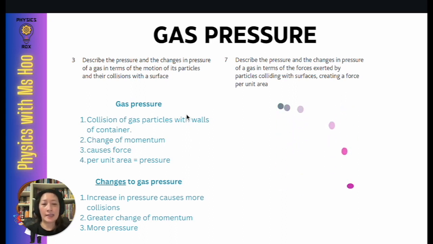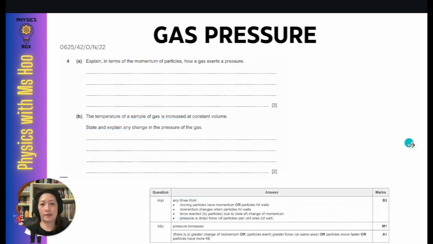And when answering the questions, be clear about these two different kinds of questions, because a common mistake that I see students make is that the question asks about gas pressure, but students talk about changes to gas pressure. To give you an idea of what I'm talking about, let's look at some past year questions. This is a recent paper on winter 2022, paper 4. So in this question, students are asked to explain in terms of the momentum of particles how a gas exerts a pressure. So this question does not ask how the gas changes pressure, it asks how a gas exerts pressure.